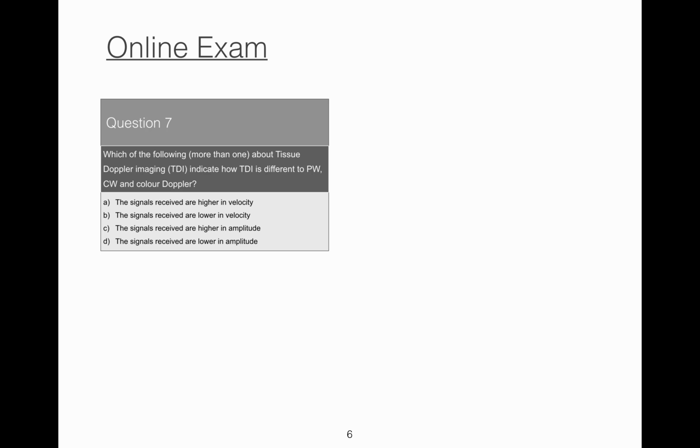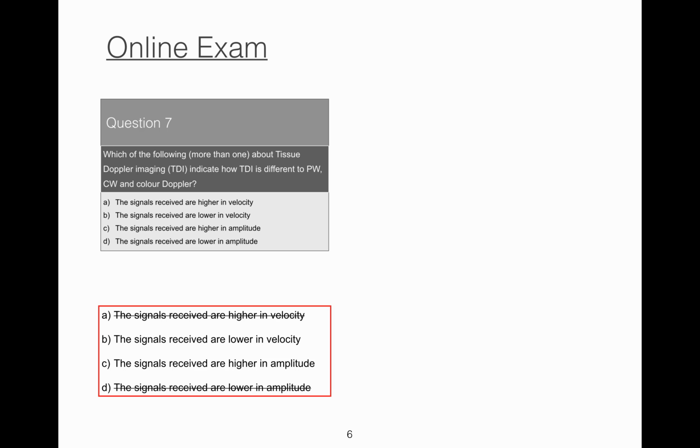Question 7. This asked for a distinction between tissue Doppler and the other three kinds of Doppler imaging. In short, as tissue Doppler measures the movement of the myocardium in contrast to the movement of blood, the signals are of lower velocity and higher in amplitude.